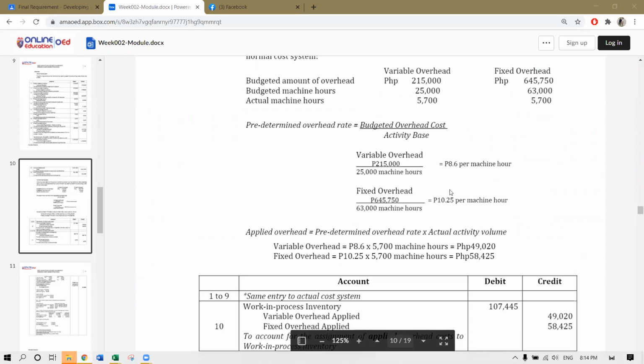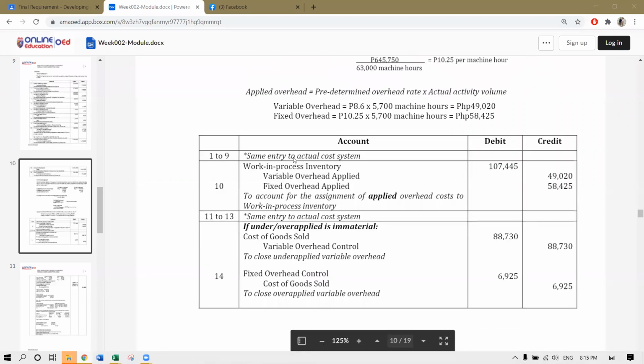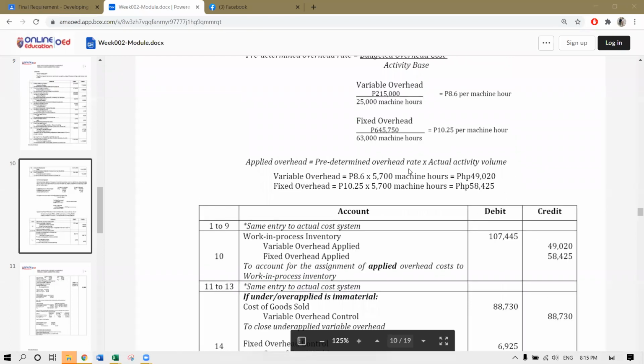And the step is to compute the predetermined overhead rate based on budgeted cost and budgeted activity base, and then multiply the predetermined overhead rate by the actual hours used. So here, 5,700 to get the variable overhead applied. We call it variable overhead applied, fixed overhead applied. It's the same. Then the work in process inventory, this is based on our computation.